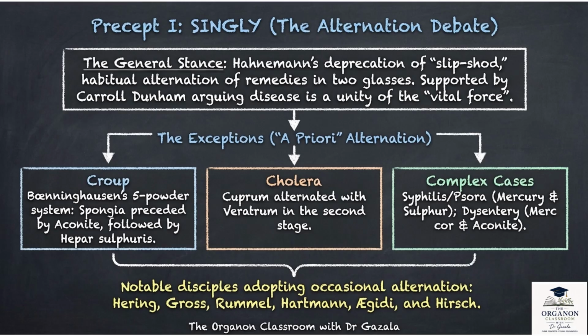There is also an interesting debate, as we can see, surrounding the first precept, the first pointer, which is singly. Okay, the alternation debate. Hahnemann strongly discouraged the habitual alternation of remedies, especially the practice of switching between two medicines without allowing the action of the first remedy to be properly observed.